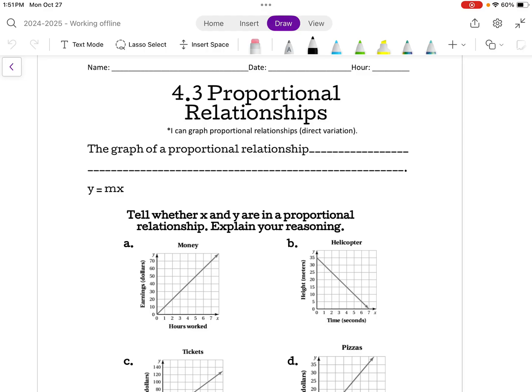All right, we're going to do lesson 4.3, proportional relationships. I can graph proportional relationships is the I can statement. Sometimes you'll hear them talk about proportional relationships as direct variation. So the graph of a proportional relationship is a line with a slope, and the slope is m, that passes through the origin.